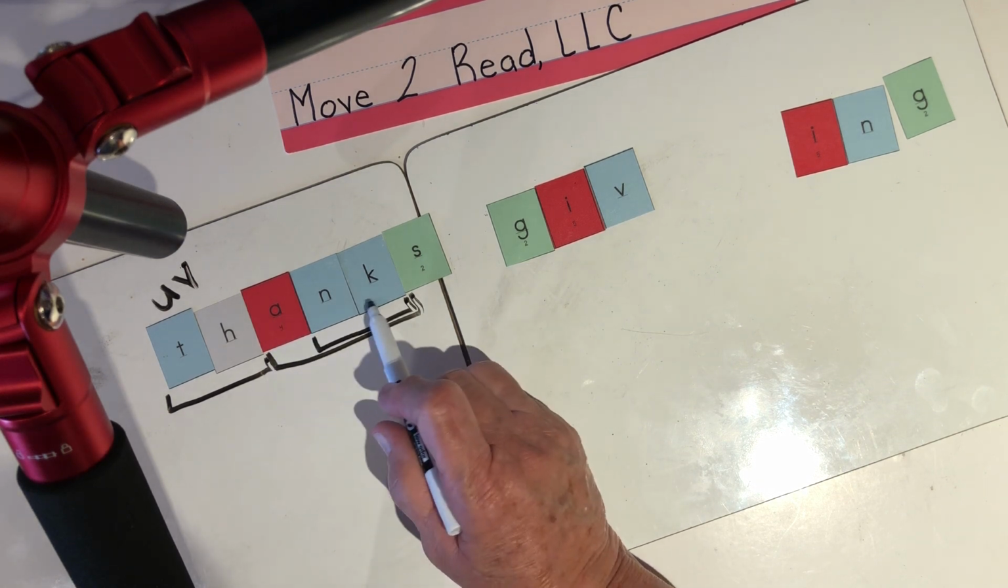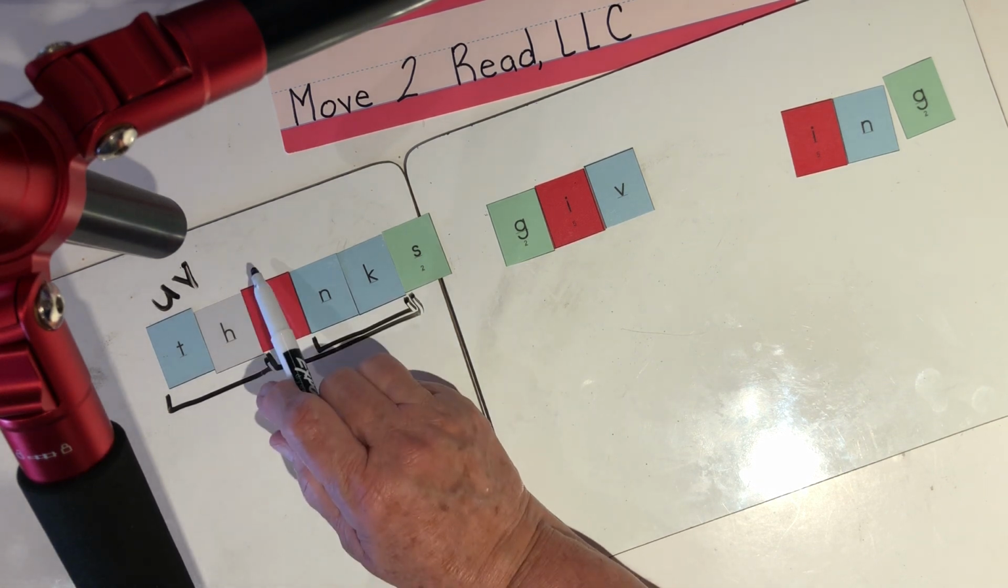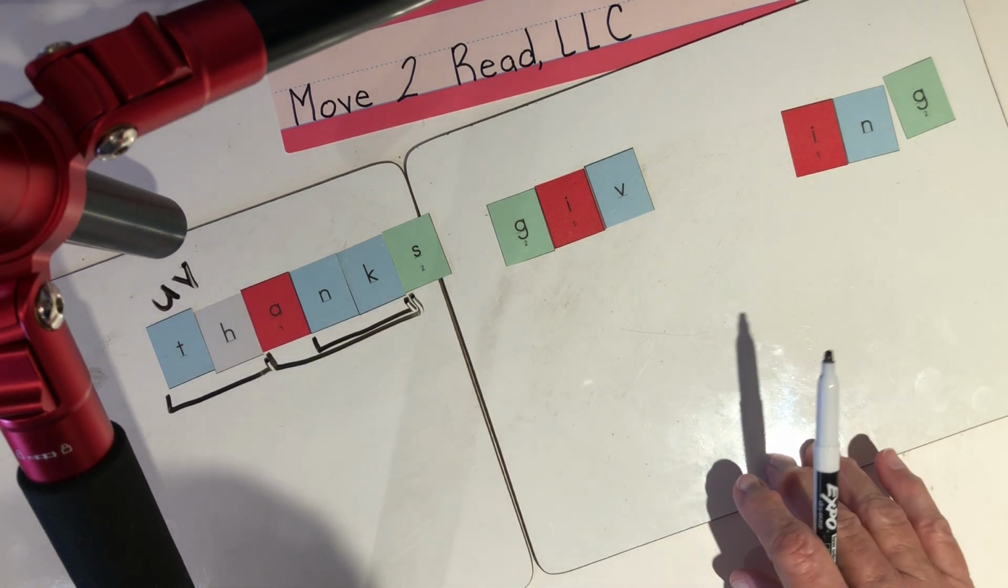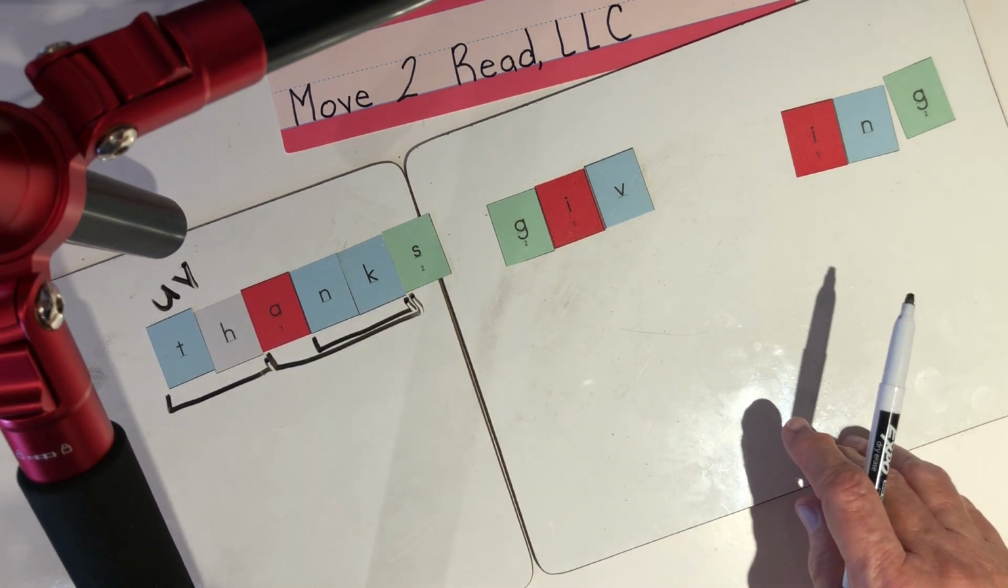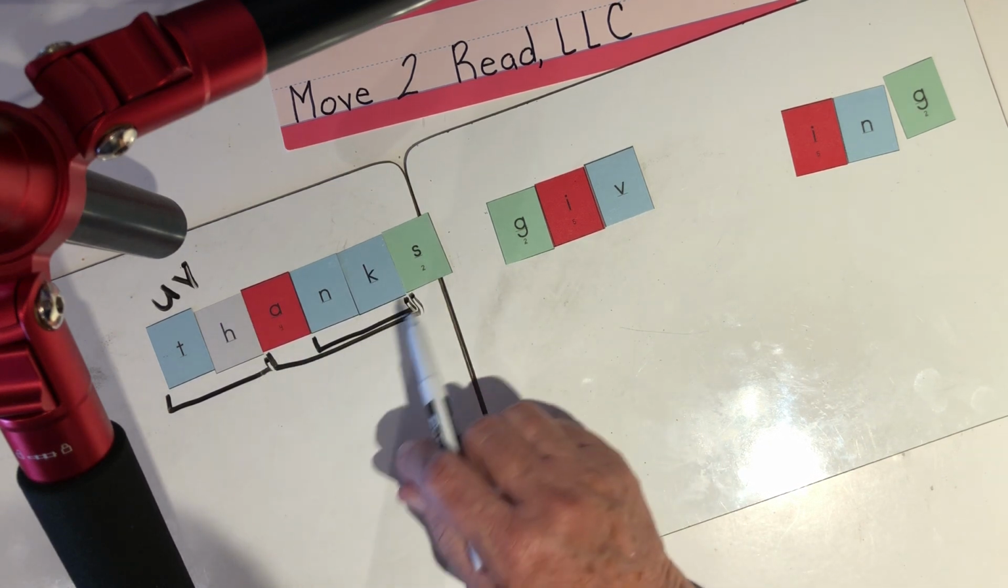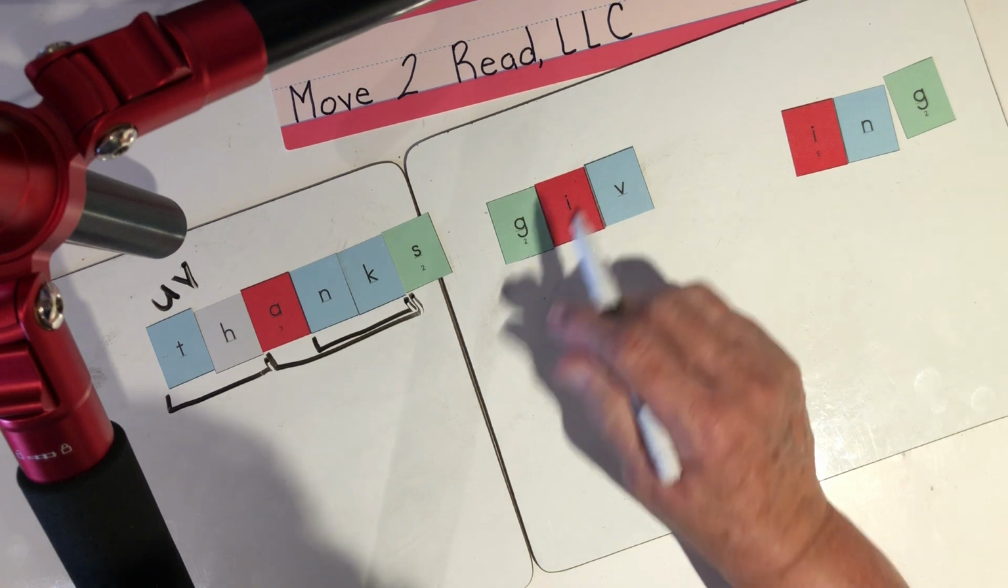Since the A is in front of the NK, we will not mark the A. We are only marking the I if it is in front of NK, just like if it was an NG word. That syllable's done. Let's go to our next one.